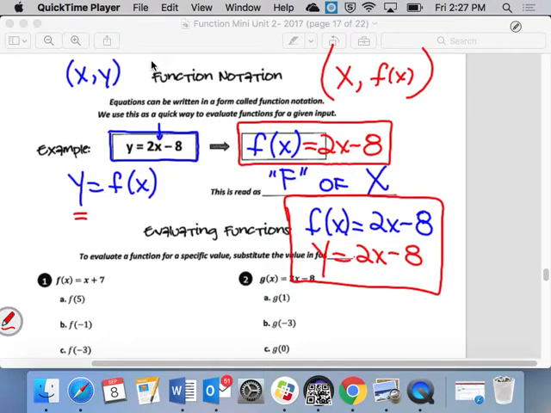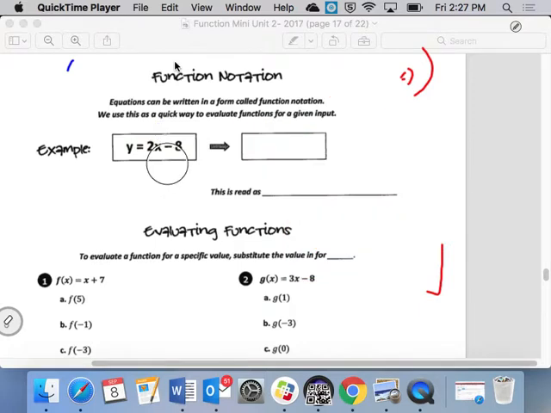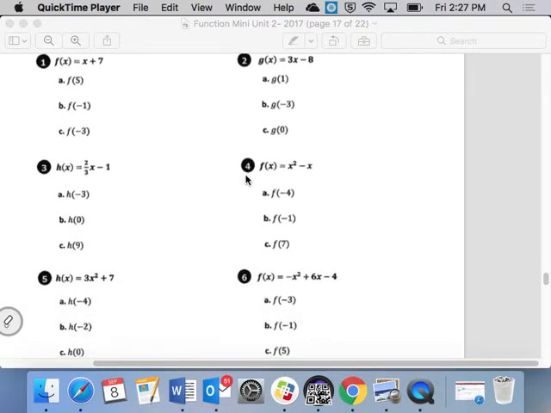So let's look at some of the problems to see how simple this is to use. The notation replaces a lot of words. Here I'm going to be evaluating functions, and they're using the function notation. So instead of writing y equals x plus 7, they're giving me the notation f of x equals x plus 7. That means that when I look at my equation, the variable in the equation is x.